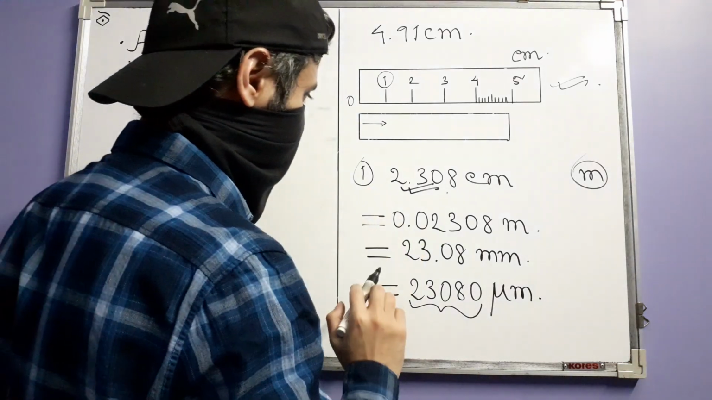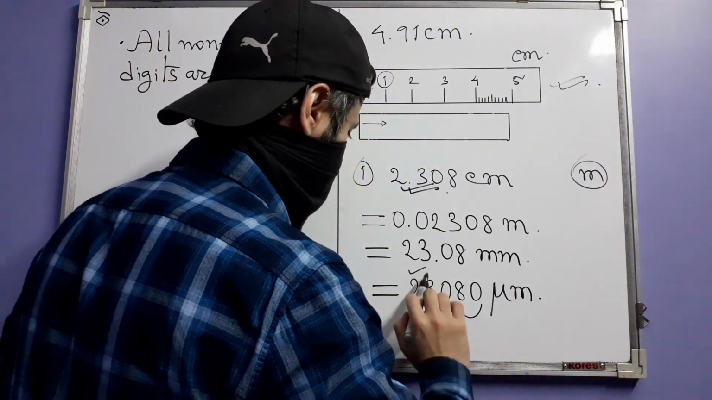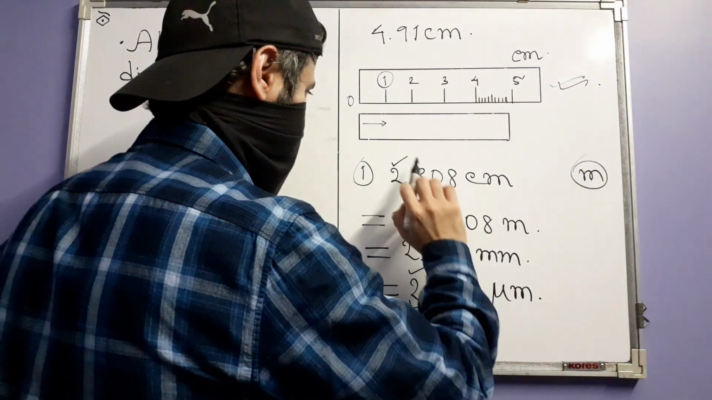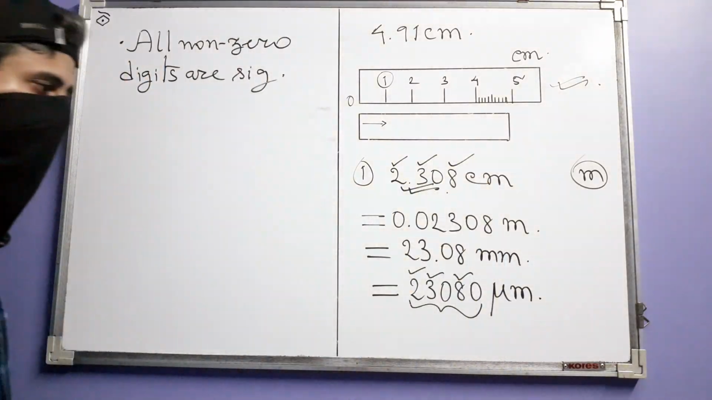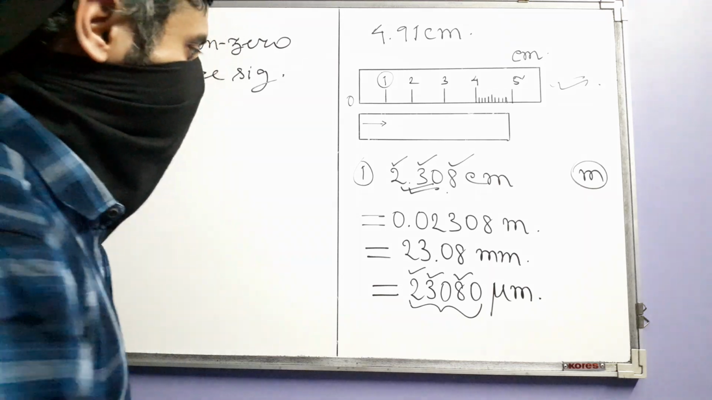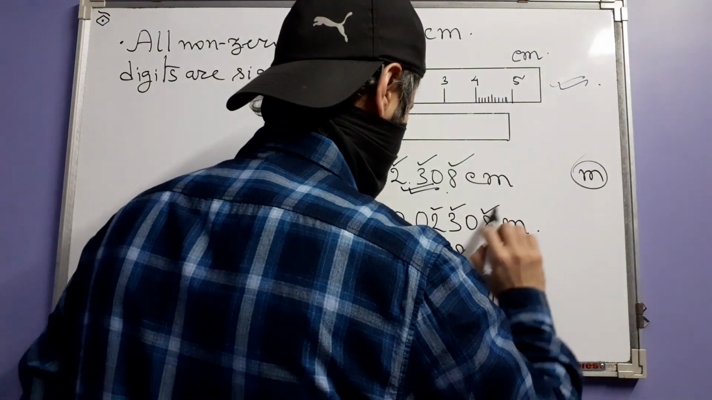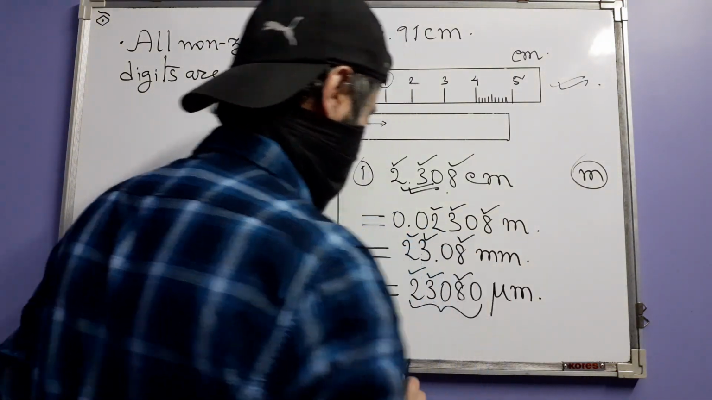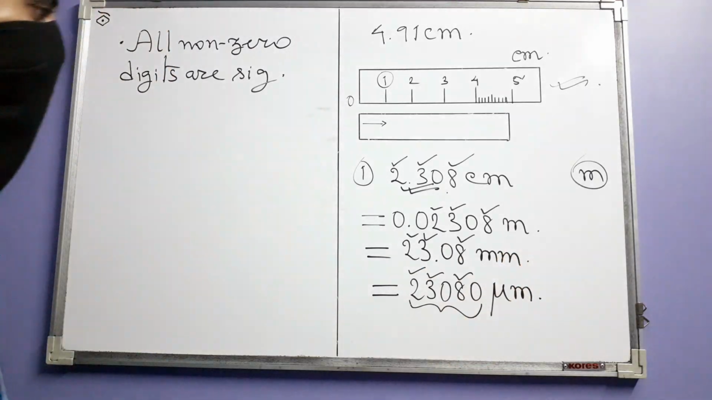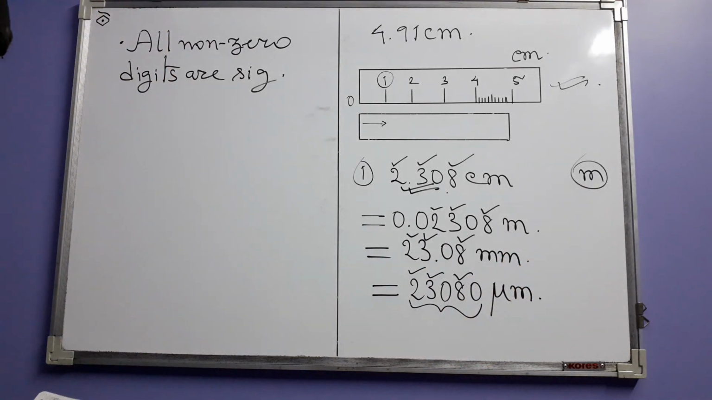So by that rule we know that at least 2, 3 and 8 are significant. They were significant initially, and now also they are significant even after changing units. The question of being reliable and unreliable is still there. So this is one reasonable rule.